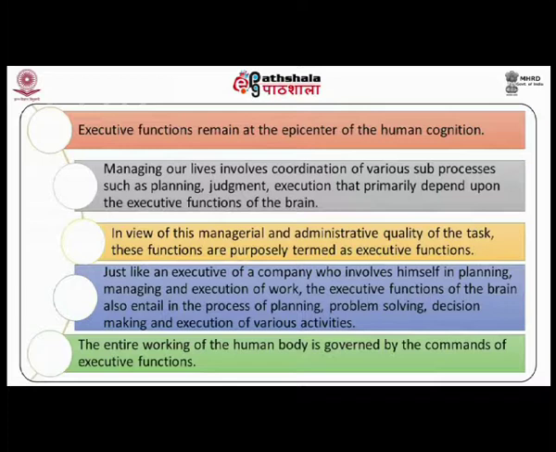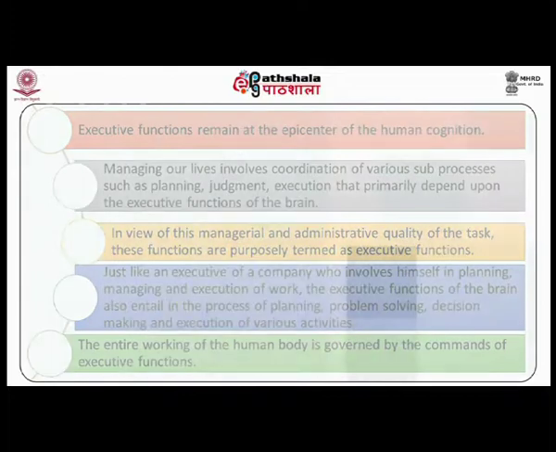executive functions. Just like an executive of a company who involves himself in planning, managing, and execution of work, the executive functions of the brain also entail the process of planning, problem solving, decision making, and execution of various activities. The entire working of the human body is governed by commands of executive functions.